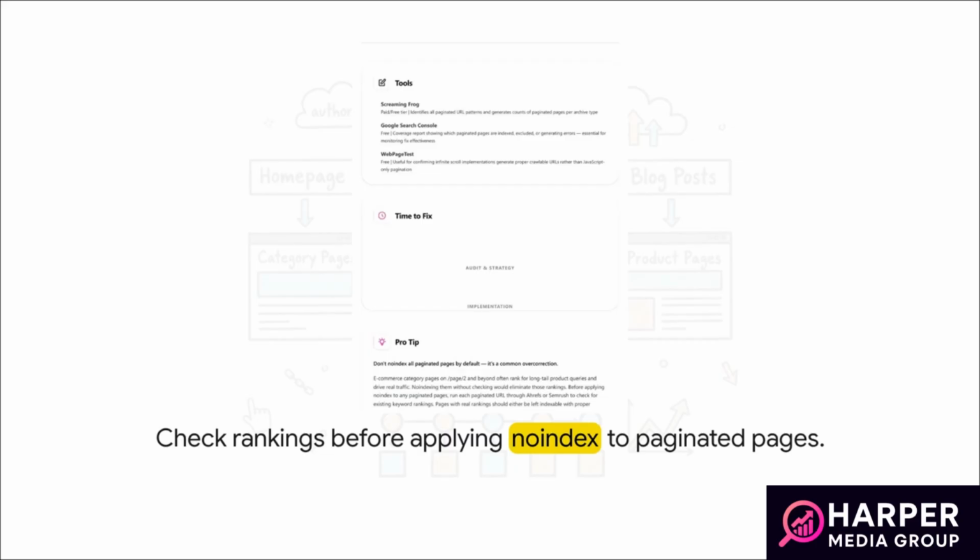Seriously. E-commerce category pages on page 2 or 3 actually often rank for long-tail queries and drive real, tangible traffic. Always check your URLs in a tool like Ahrefs or SEMrush first, just to make sure you aren't about to kill off pages that are genuinely pulling in visitors.